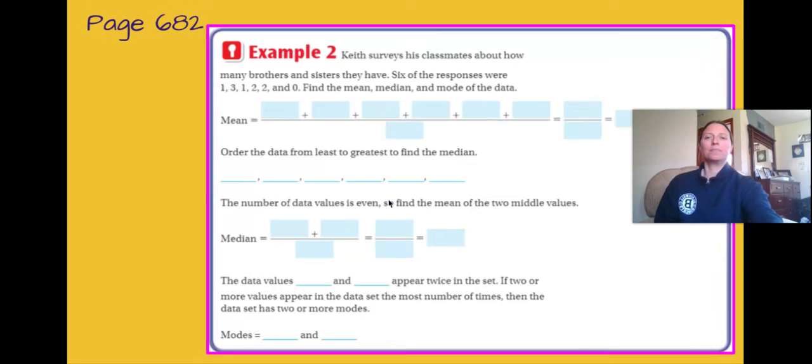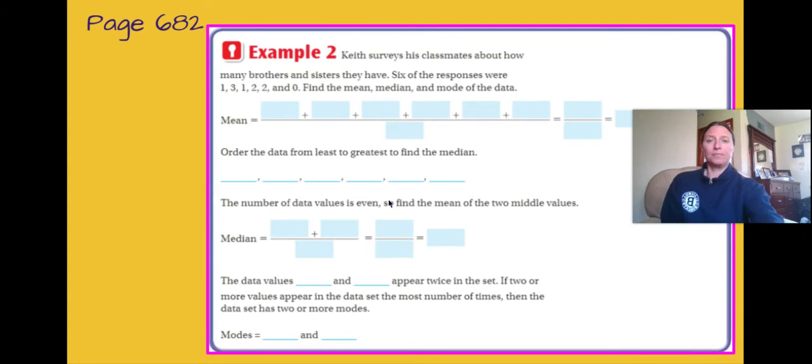Page 682. Keith surveys his classmates about how many brothers and sisters they have. 6 of the responses were 1, 3, 1, 2, 2, and 0. Find the mean, median, and mode of the data.